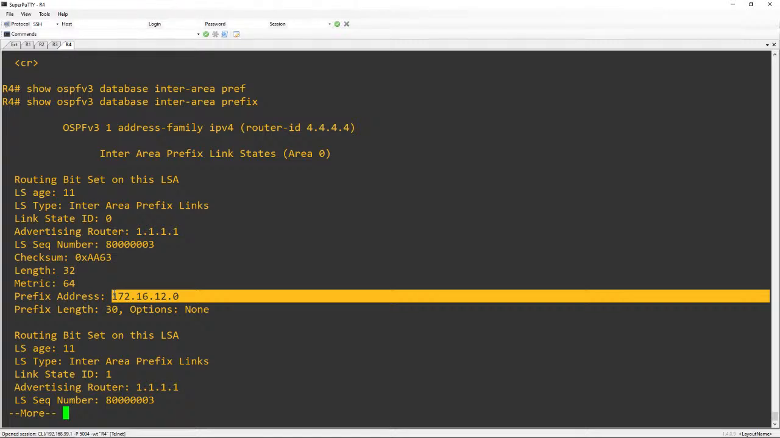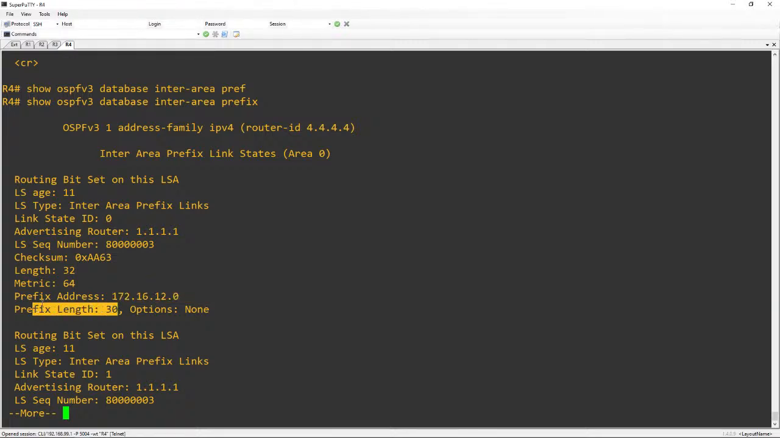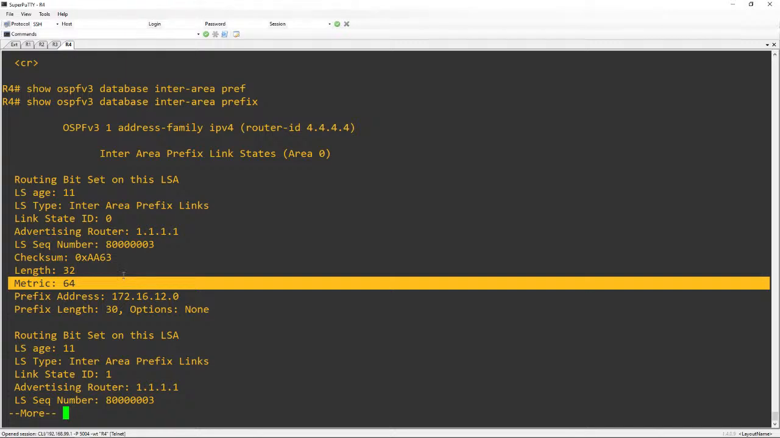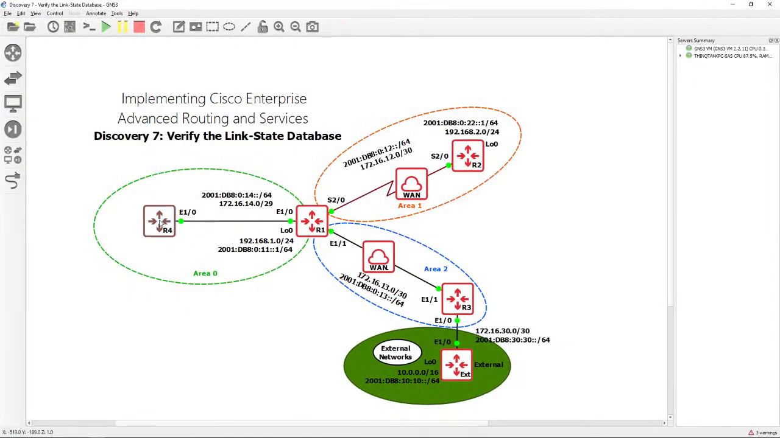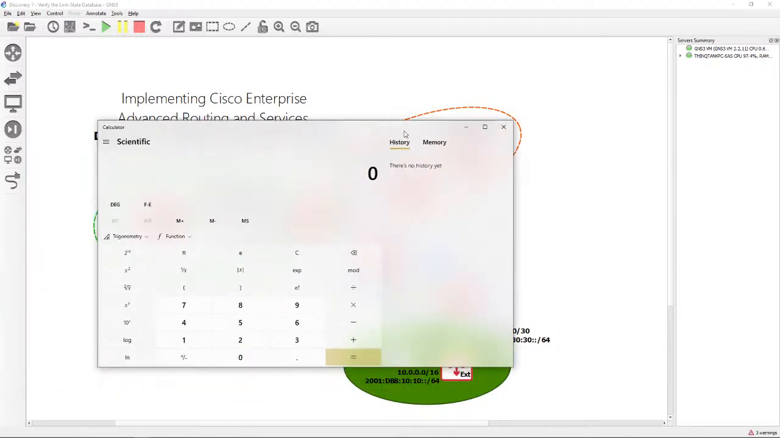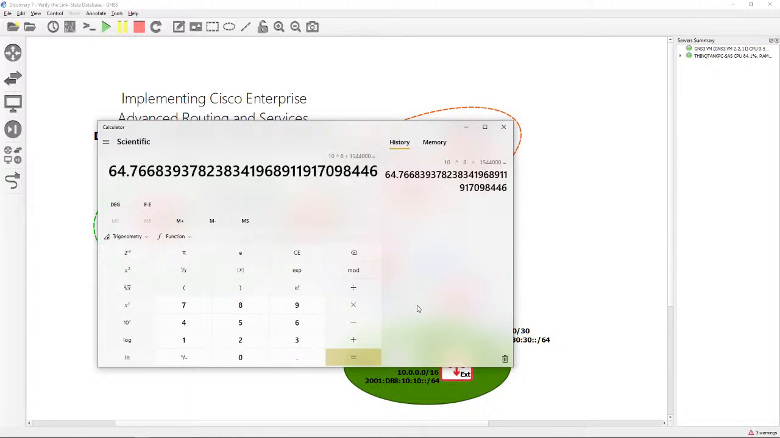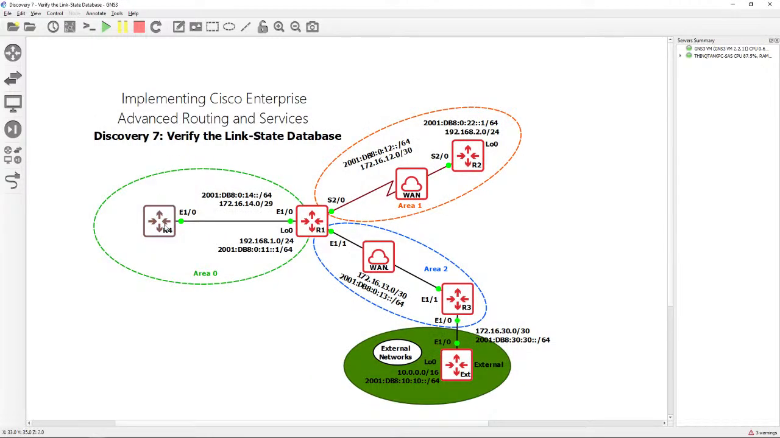There's the 12 subnet. That's the link between router 1 and router 2. There's the subnet mask. There's the metric to get to that. Now, this is interesting because I'm on router 4, right? If you were to do the metric calculation, you've got a serial link here, which is 1.544 megabits per second. The formula for the metric is 10 to the power of 8 divided by the link bandwidth in bits per second. So 1544 is kilobits, 1,544,000 would be bits per second. So the cost of that link is 64, all right?